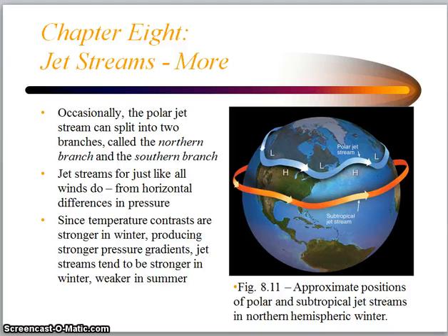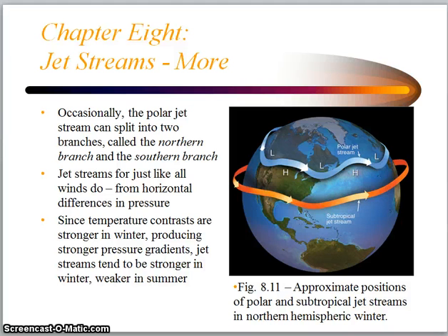Occasionally, the polar jet stream can split into two branches, and we call that the northern branch and the southern branch. When storms split apart offshore, they often have a northern branch of the jet and a southern branch of the polar jet. Jet streams, just like all winds, form from horizontal differences in pressure, which are ultimately caused by horizontal differences in temperature.